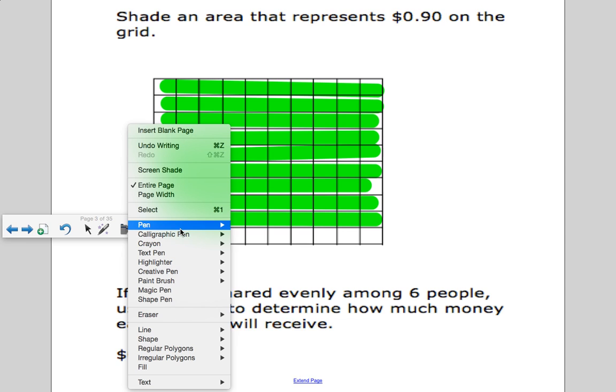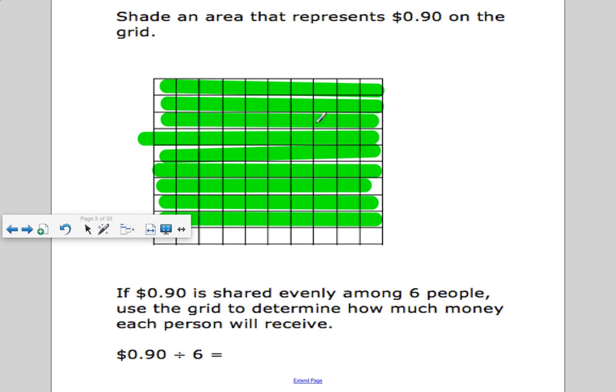Let's get my trusty, I'll use red. So I need to break this down into 6 groups. So I could say this goes to group 1, this goes to group 2, this goes to 3, 4, 5, 6, and keep breaking it down that way.